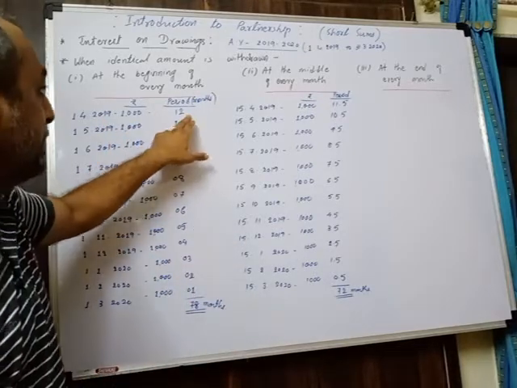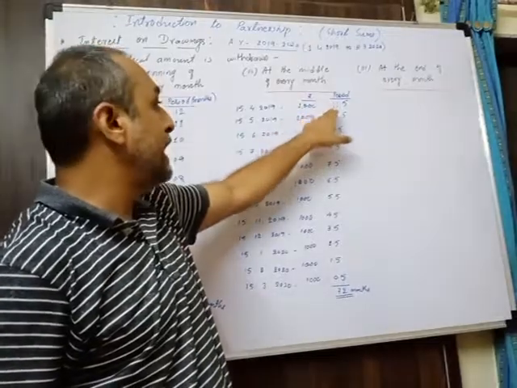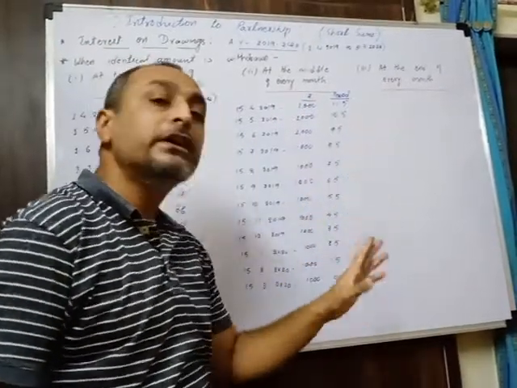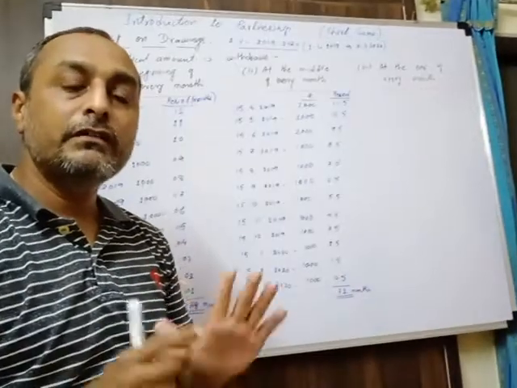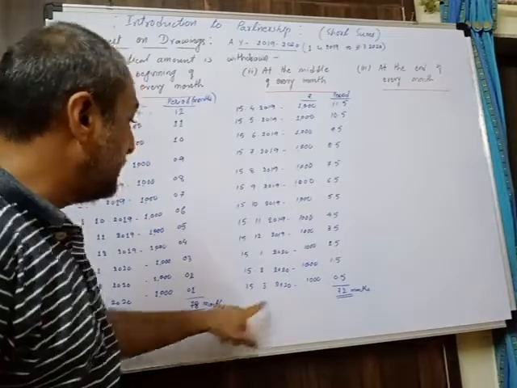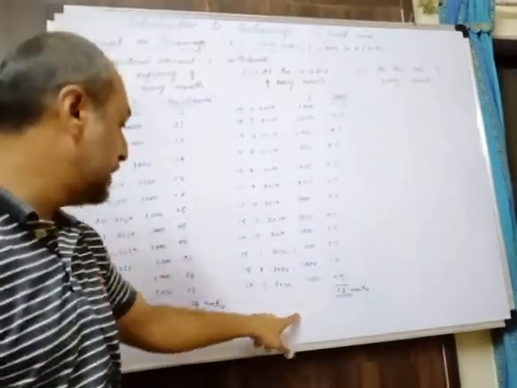Every period, see over here 12, over here 11.5, so everywhere there is a 0.5 decrease available. 0.5 how many times? 12 times. So 12 into 0.5, it will be 6 you will get. So 6 months decrease available. See, 78 minus 6 is 72.